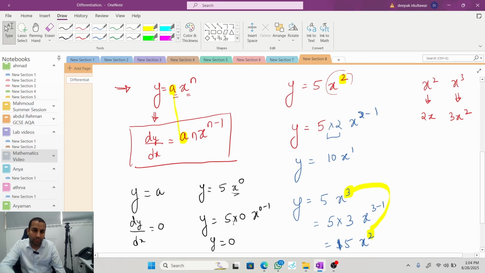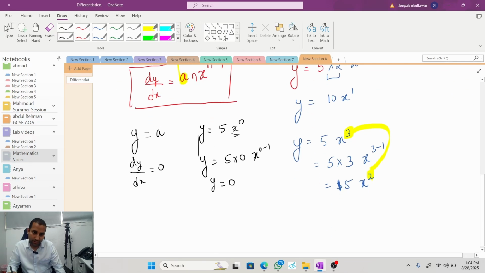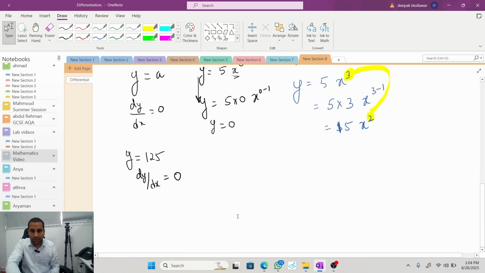The basic idea I am trying to tell you is you don't need to do all these steps. You just need to see whether you have a constant. If you have a constant, you can directly say that its differentiation is 0. Suppose you have y equals 125. What would be its differentiation? Since it is a constant and you don't have any variable, it is 0. No matter how big or how small the number is, if you have a constant, its differentiation is 0, as simple as that. So I think you have understood the basic formulas for differentiation. Let us do one question. Let us do a few questions for this.